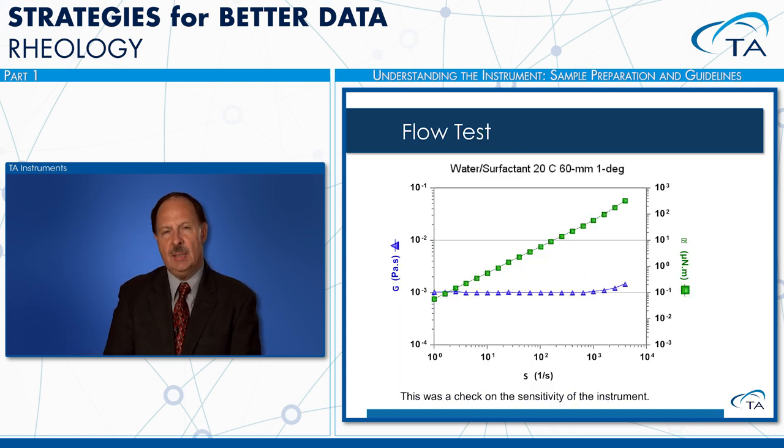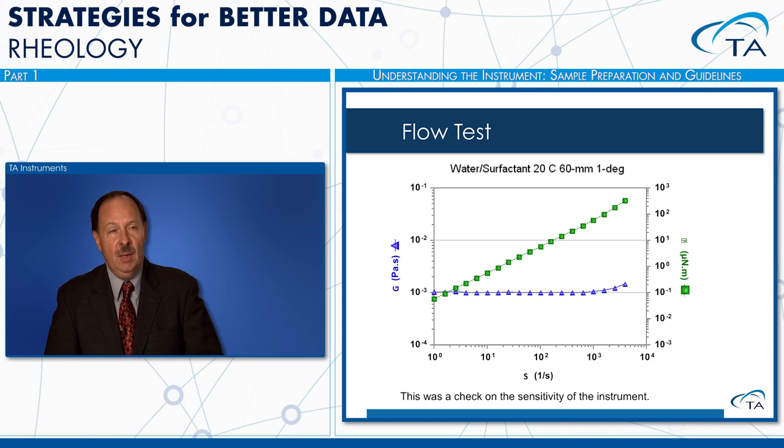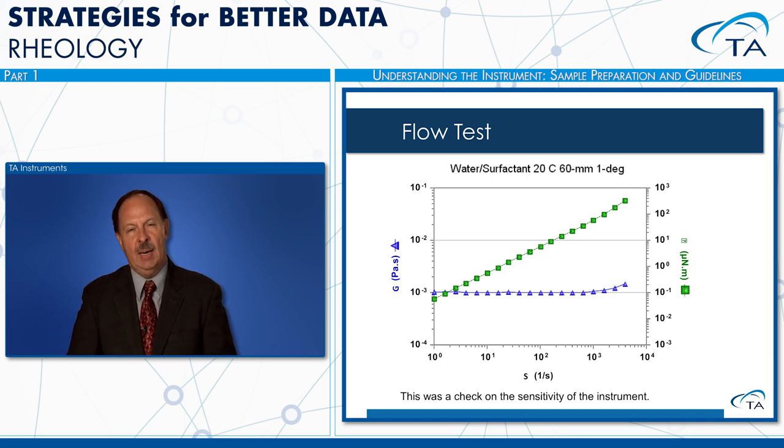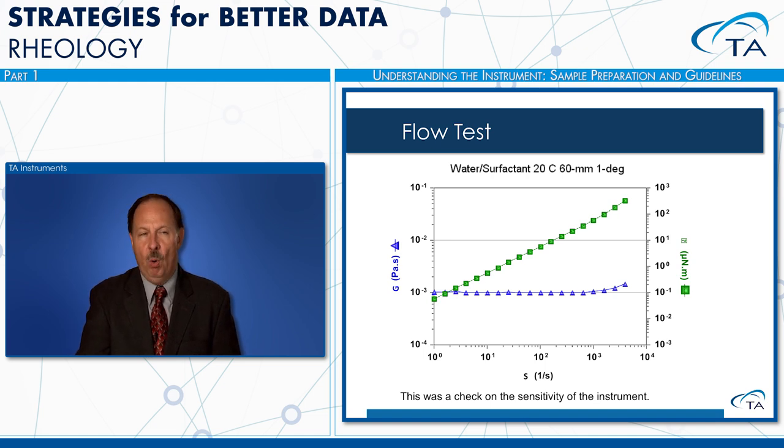Okay, so this is an example of a flow test that you would do. This was done with a 60 millimeter, 1 degree cone. The purpose of this test was to verify that we're going to get good viscosity measurements on our rheometer. This was actually water with just a little bit of surfactant. If you were to run water by itself, you would see the effects of surface tension in the low shear rate region. The material would look like a non-Newtonian shear thinning material.